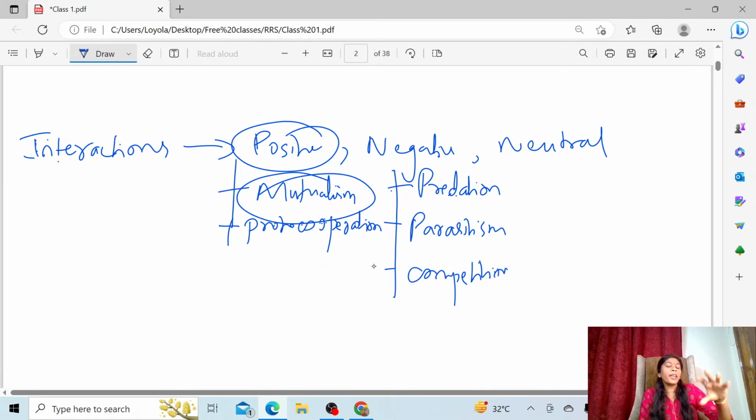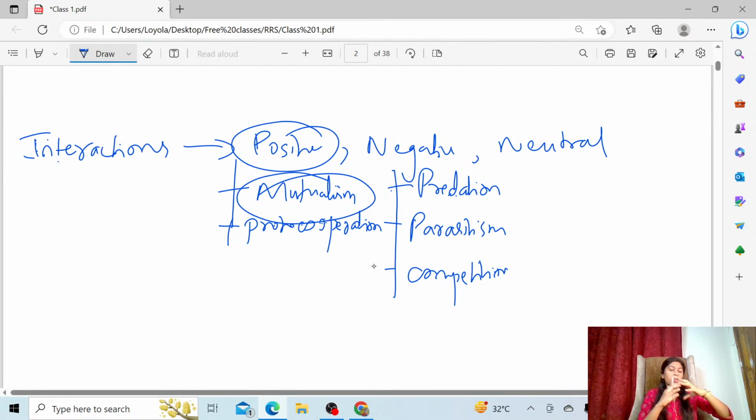For example, you take a wolf or fox going to eat a rabbit. Here rabbit is the prey. Fox is the predator. Fox will be bigger in size. Rabbit is smaller in size. This is predation. Okay, so parasitism is something where the parasite, which is going to live along with the host, will be very small in size. Okay, that is the difference between predation and parasitism.